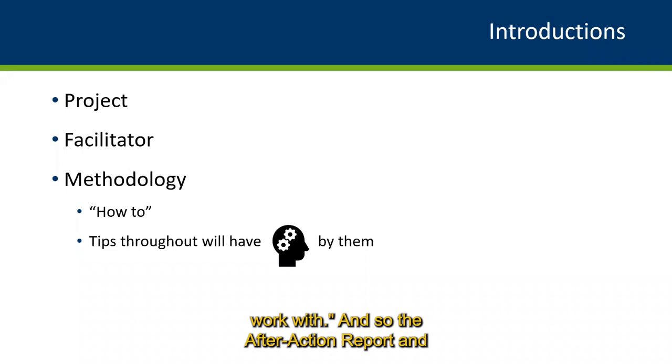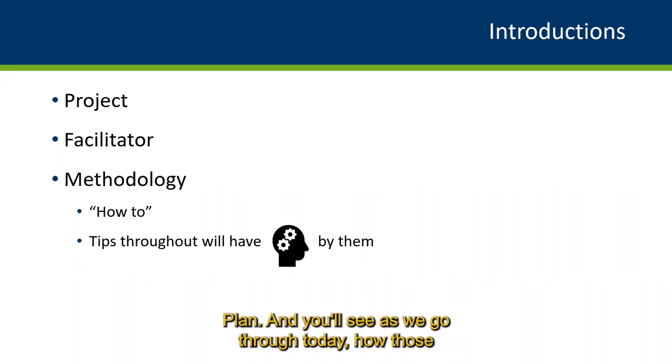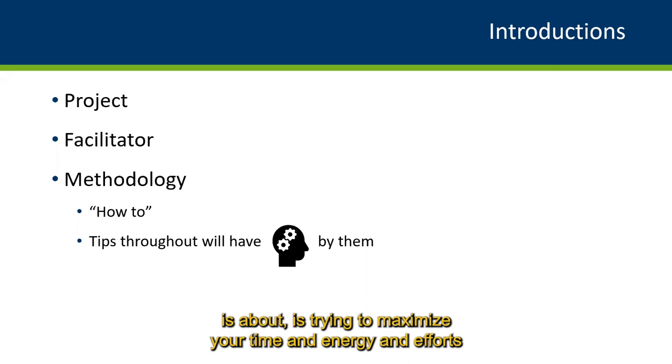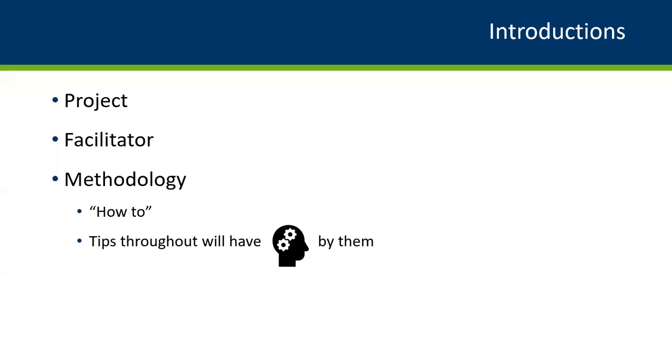And so the after-action report and improvement plan is an element of the integrated preparedness plan. And you'll see as we go through today how those interrelate. And so that's really what this whole project is about, is trying to maximize your time and energy and efforts around improving your emergency preparedness and emergency management programs.